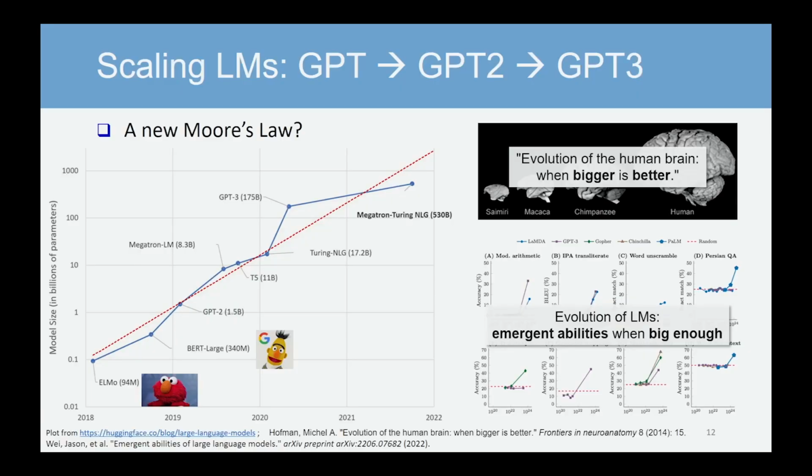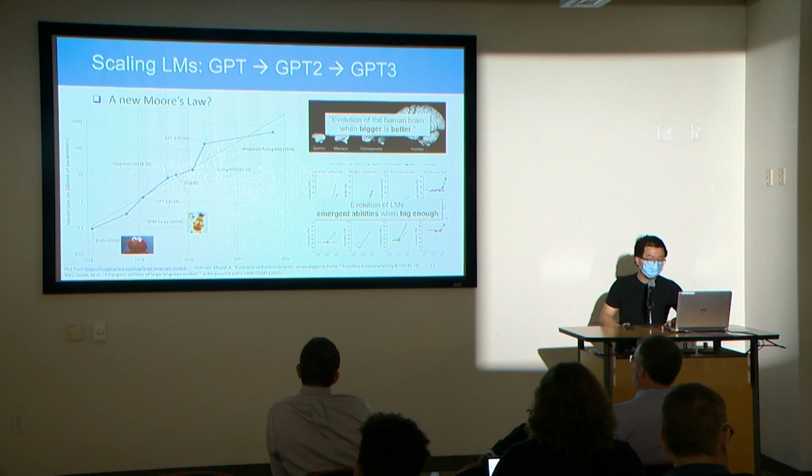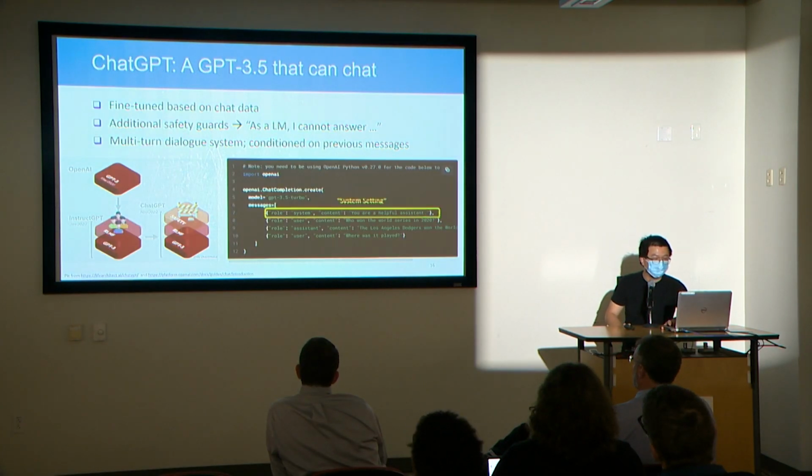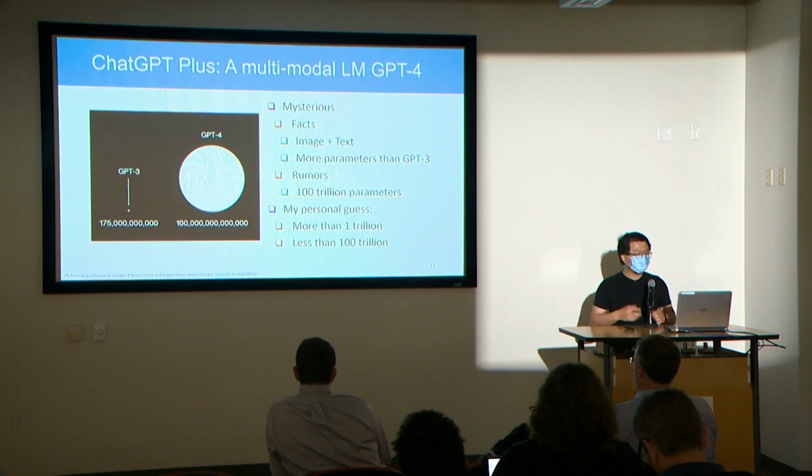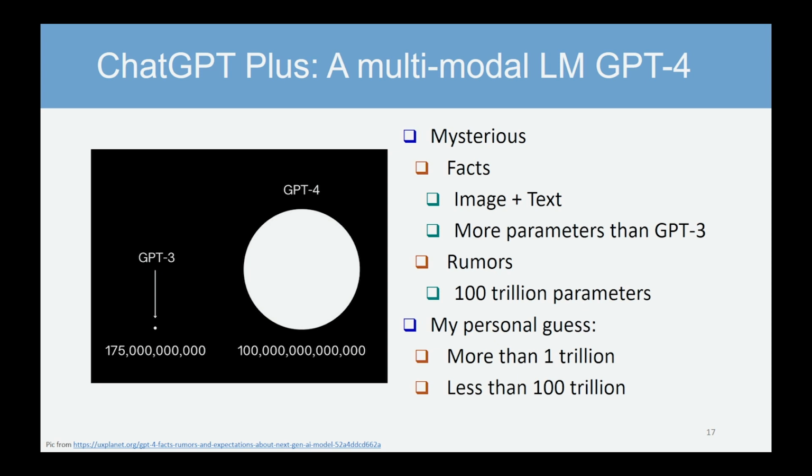So here comes my personal guess. Of course, it will be more than 1 trillion, because you can see from the previous scaling law picture that we are getting the next order of magnitude over the years. Given that we are already at hundreds of billions, 1 trillion is not a big issue, and it's a reasonable thing to expect. And I'm afraid it's not more than 100 trillion, because given the current computational resources and the current amount of data we have, I feel 100 trillion might be too large to train, unless OpenAI has something like magic, I don't know.